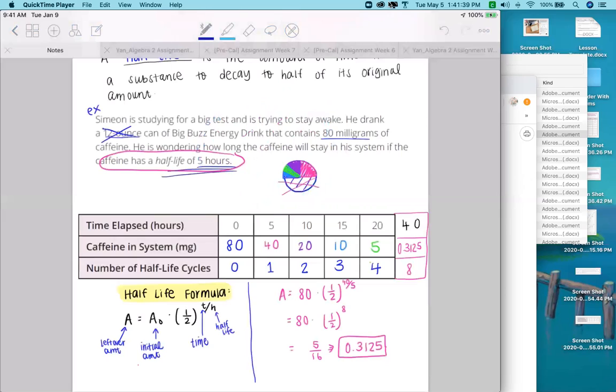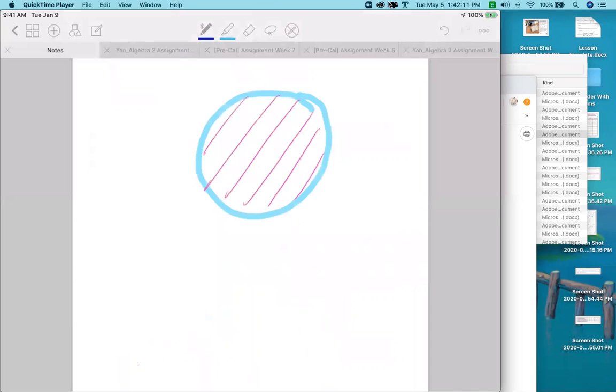I don't know if you guys drink energy drinks, but it gives you caffeine inside. In this example, after this person drank a 12-ounce can of energy drink, it has 80 milligrams of caffeine inside his system. But then the caffeine would stay inside his system with a half-life of 5 hours. So that means every 5 hours, that caffeine will go away by half.